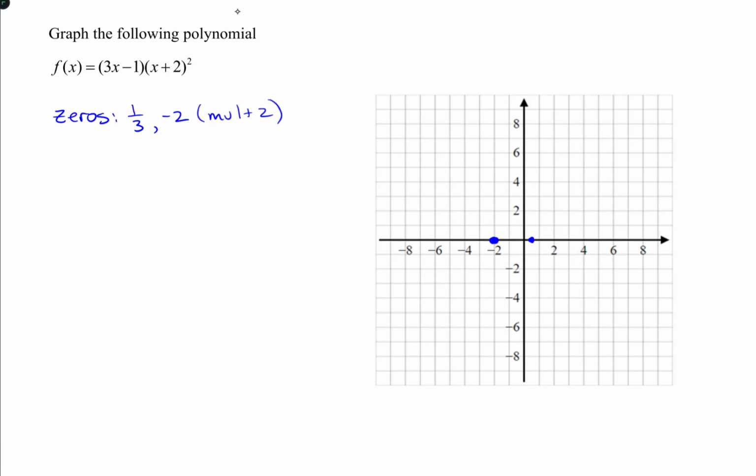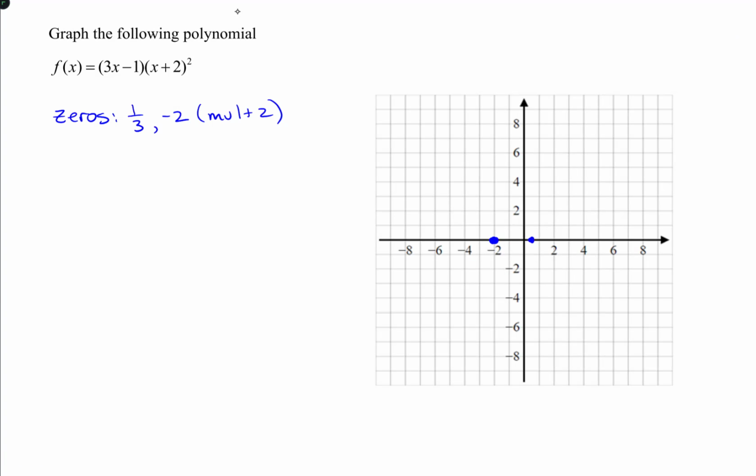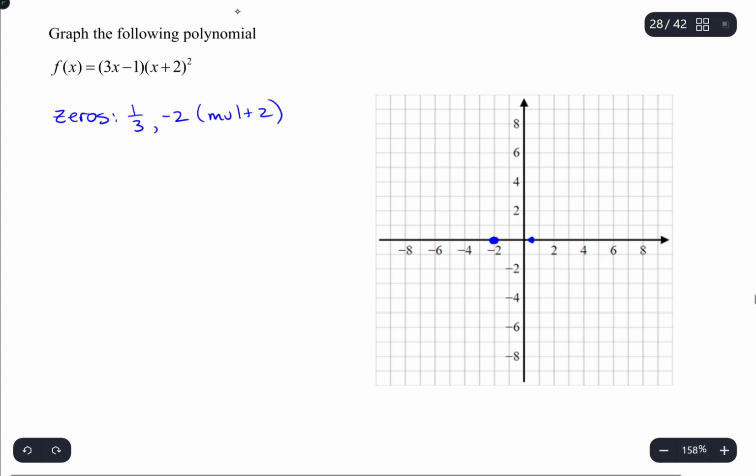So at -2, because it's multiplicity 2, wherever the graph is, it's going to come down and touch the axis at this point, and then bounce away. Or if it's negative already, then it would do this. But regardless, it touches the axis and bounces away because it's multiplicity 2. This one would cross right through the axis.